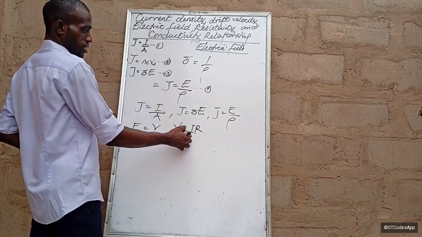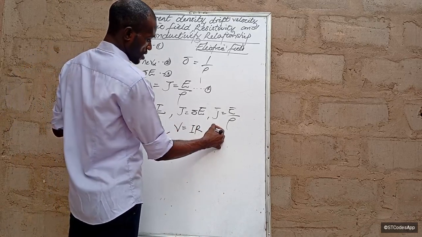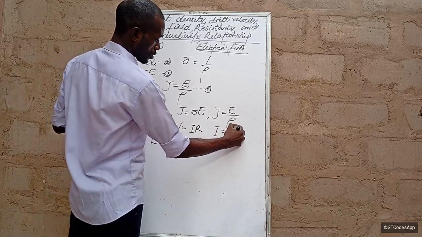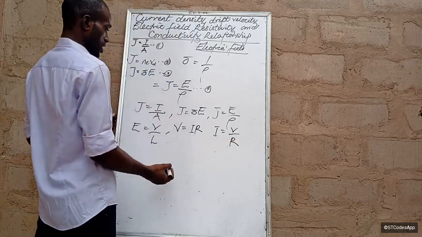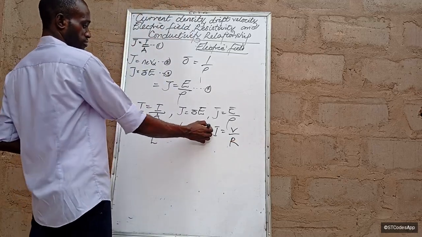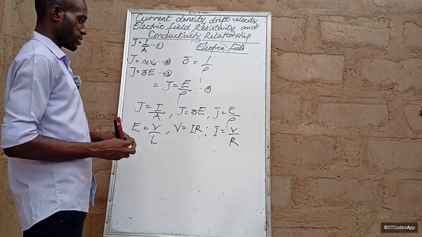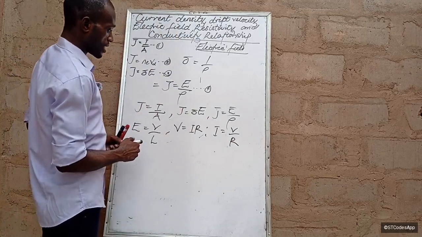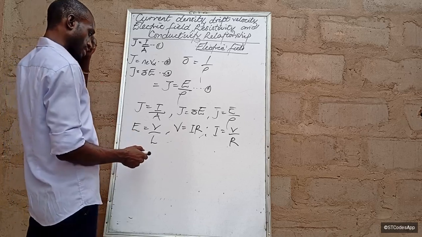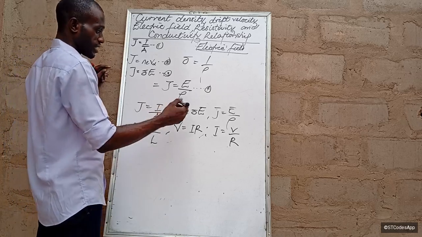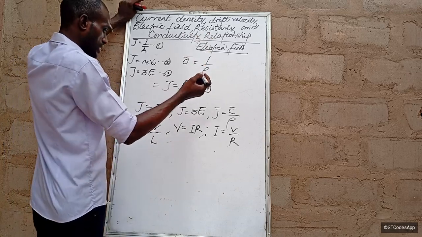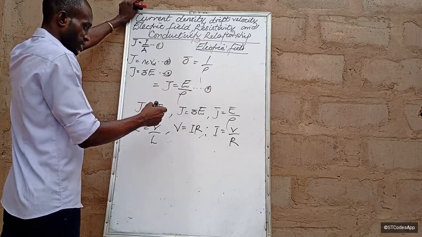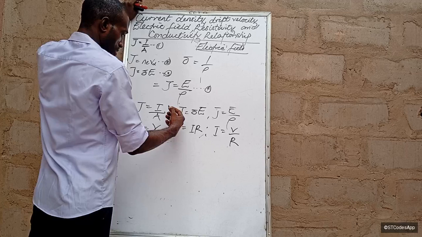Okay, such that I will be equal to V over R. Let's write it in terms of current, since we are dealing with current and all here. Okay, so from here, looking at all these equations, I want to generate an expression for resistance. Let's see if we can generate an expression for resistance using this.